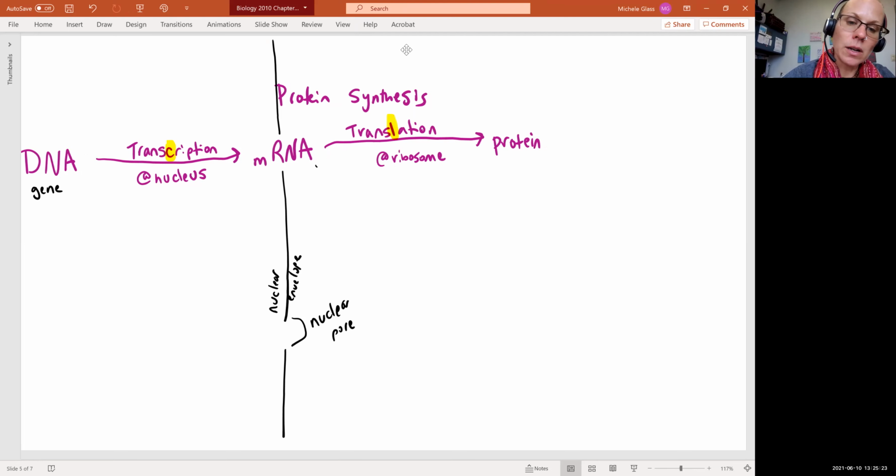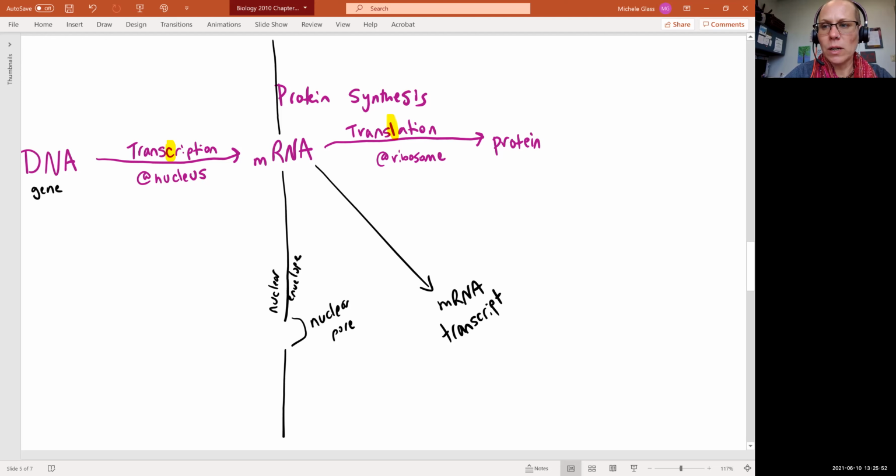Another way that we can talk about that mRNA is we can call it an mRNA transcript, where it's this product of transcription. And the beauty of the mRNA is that it's short-lived. So it's going to go out to the cell. It's going to be used at the ribosome to build that protein, and then it's going to break down. So if there's any mistakes in the mRNA, it's short-lived. It won't matter for a long period of time.